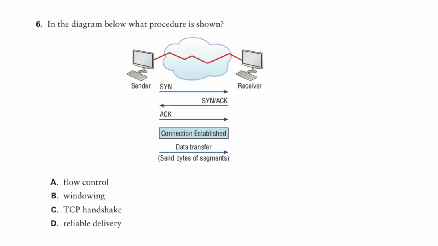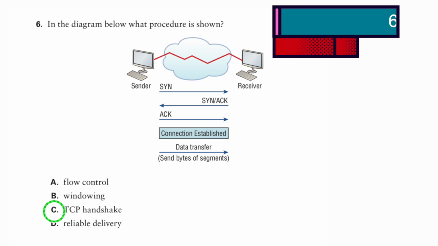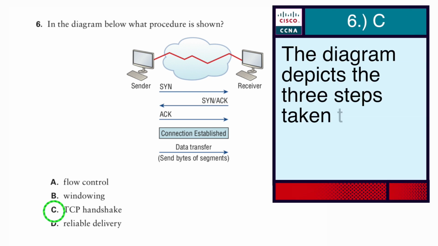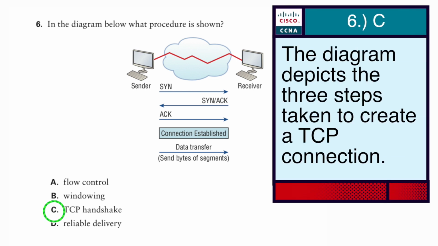Number 6. In the diagram below, what procedure is shown? The correct answer is C, TCP handshake. The diagram depicts the 3 steps taken to create a TCP connection.